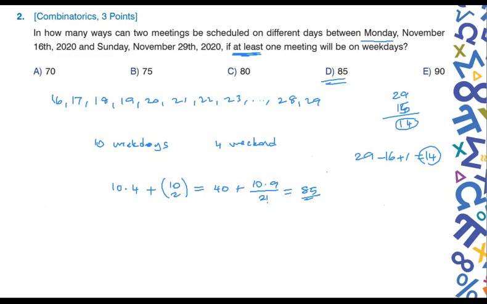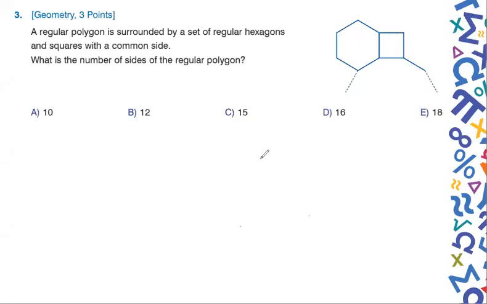So let's look at the next problem. This is number 3, a geometry problem. A regular polygon is surrounded by a set of regular hexagons like this one and some squares, which are given. They have a common side, which is this one. What is the number of sides of the regular polygon, when we don't see the whole picture?